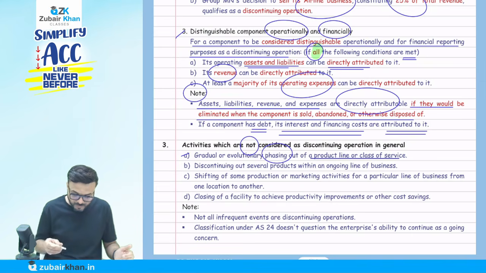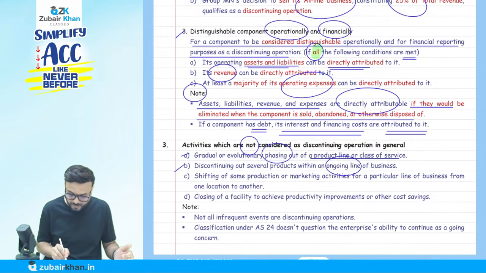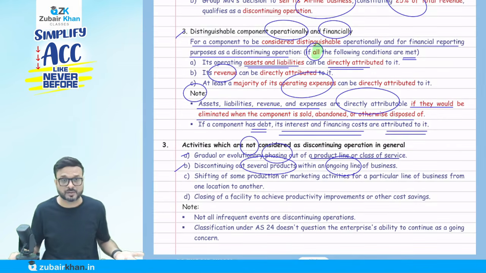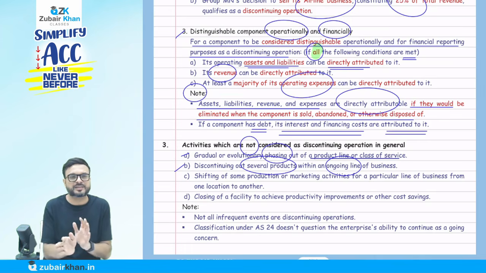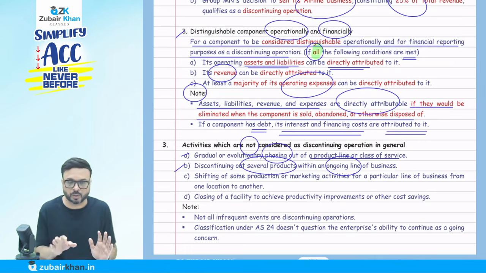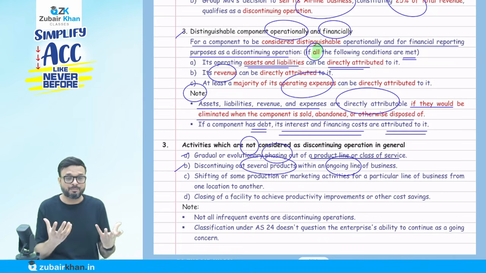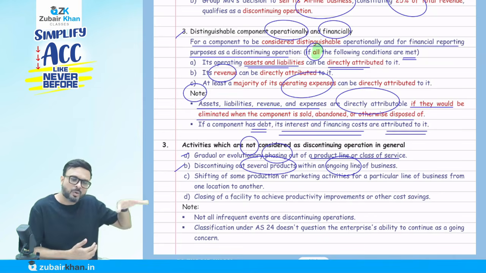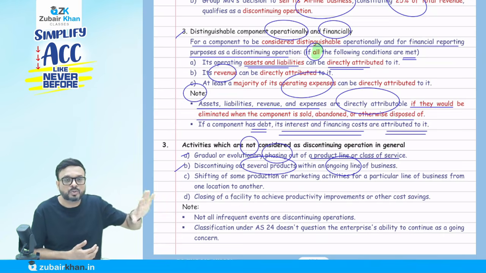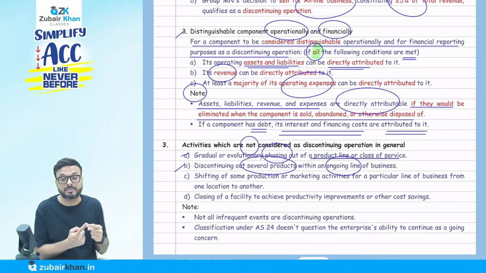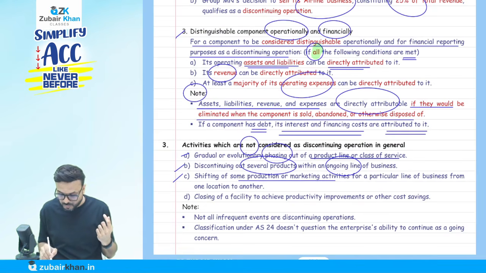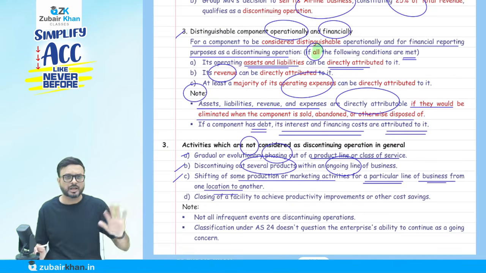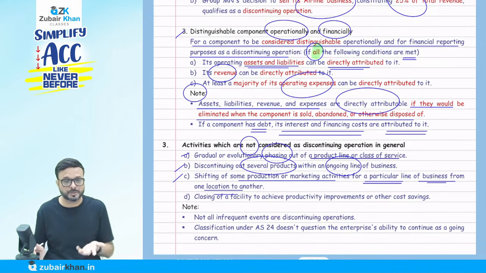Then there's discontinuing of several products within the ongoing line of business. What do we mean by that? Suppose this is a company with several products. For example, they are producing 10 types of ice creams, but they say these 2 ice creams do not have much demand in the market, so close them, don't make them. That doesn't mean they discontinue the business. Overall, the ice cream production will go on. But out of those 10 flavors, they want to discontinue 2 flavors. That doesn't mean it's a discontinuing operation. Then there's shifting of some production or marketing activity for a particular line of business from one location to another. That doesn't mean a discontinuing operation, just moving.